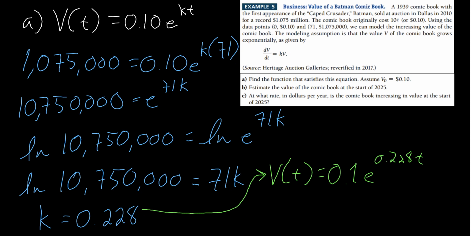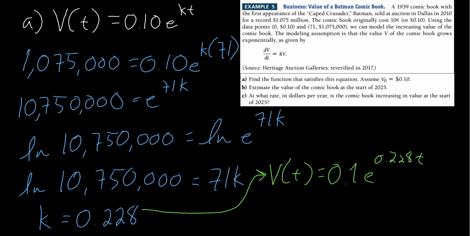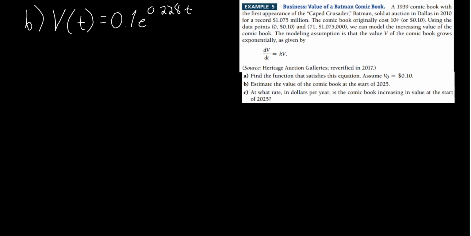So what was my equation? My equation was, let's go ahead and snip that over here. V of t is equal to 0.1 times e to the, I think it was 0.228t. Okay, pretty sure that's right. Yeah. Okay, so that's my equation. So we need to estimate the value of the comic book at the start of 2025.